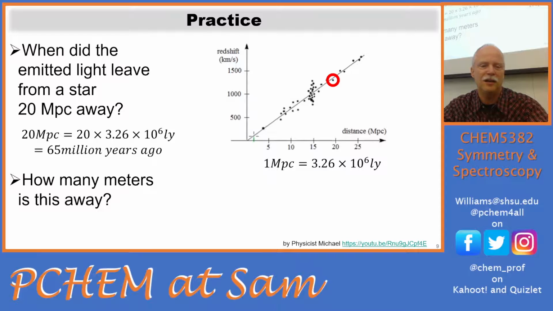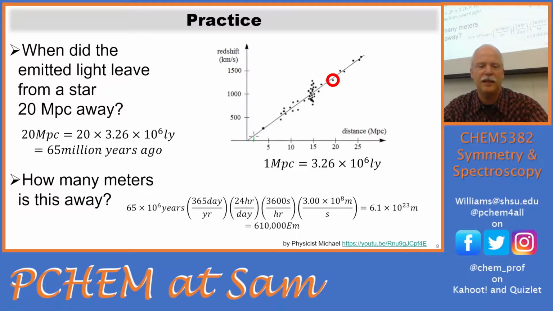Okay, so how many meters is this star away from us? Then you just take the light years, and you convert it into meters using the speed of light, and so boom, that's a long way away. It's 6.1 times 10 to the 23rd meters. That's pretty crazy. That's 20 megaparsecs. Just coincidentally happens to be a mole of meters away. And so how long does it take you at the speed of light to traverse a mole of meters? 65 million years. That kind of maybe gives you an idea how big a mole is. Yeah, so that's kind of amazing.